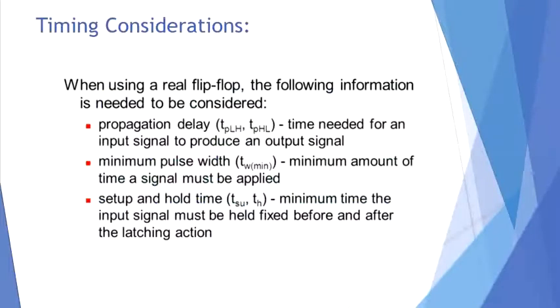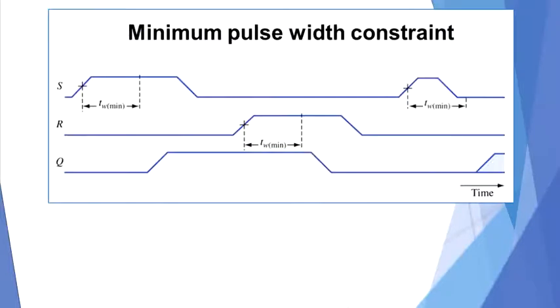The next timing consideration is the minimum pulse width, which is denoted as TW minimum. It is the minimum amount of time a signal must be applied in order to produce a desired result. Failure to satisfy the constraint may not cause the intended change or possibly have the latch enter into the metastable state. In either event, an unpredictable behavior will result.